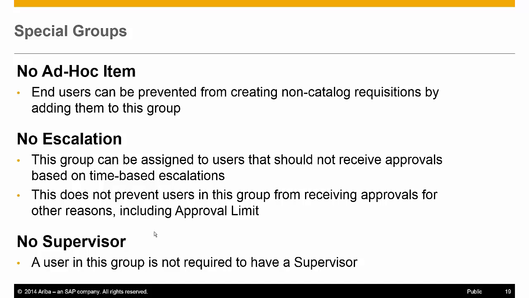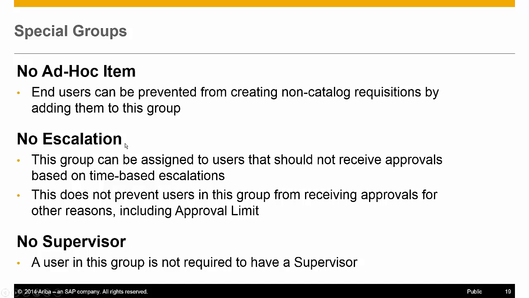Finally, the last category of groups are what we call special groups. And these groups are only assigned in special cases. For example, the no ad hoc item group. This is assigned to users who you want to limit to strictly choosing from catalog items. So when a user is creating a purchase requisition, they may only choose items that are in the catalog. They may not elect to add a non-standard or ad hoc item to their shopping cart. They will not even see that option in their menu if they belong to this particular group.